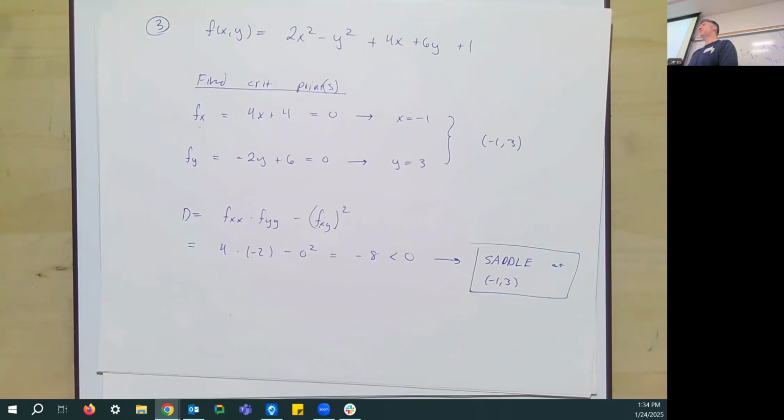Something people often ask is, if you have a max or a min, how do you know you don't have to test both second derivatives? Let me ask you all a question.